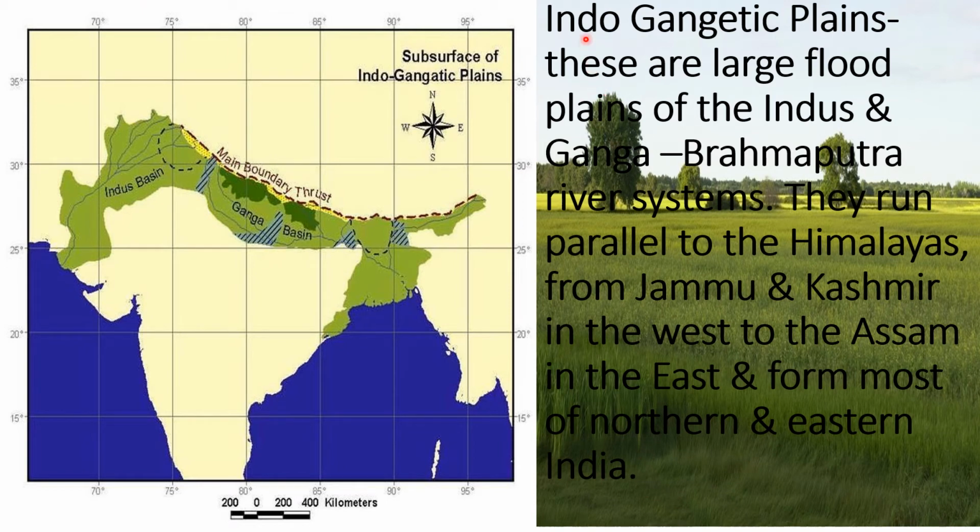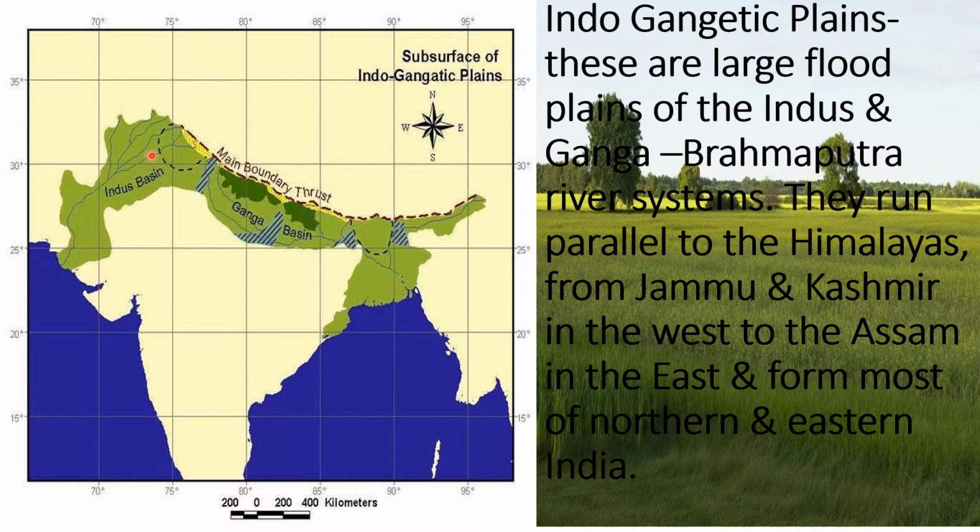Indo-Gangetic plain. Indo means Indus, Gangetic means Ganga. So these plains are floodplains of Indus and Ganga, and they are formed by river Ganga, Brahmaputra, Indus, and their tributaries. These plains, as you can see in the picture, run parallel to the Himalayas.